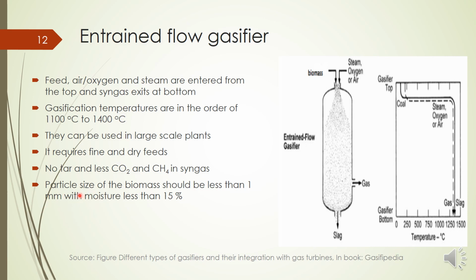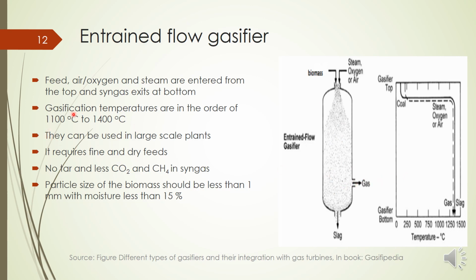So if you compare fluidized bed and entrained flow gasifier, we have a lot of difference. One is the flow direction. In fluidized bed gasifier, the air or oxygen was feeding upward, but here both the biomass and the oxidant are feeding in downward direction from the top, and gas is taken outside. That is the one difference.